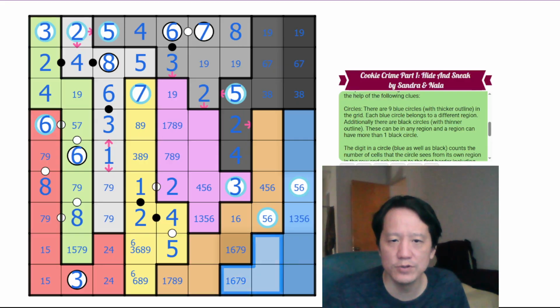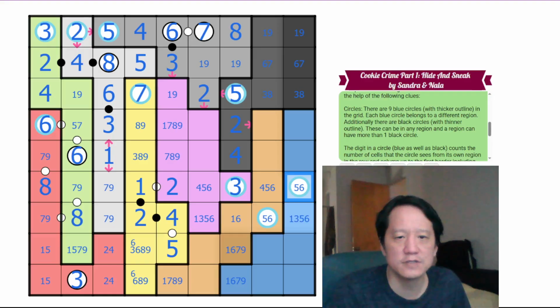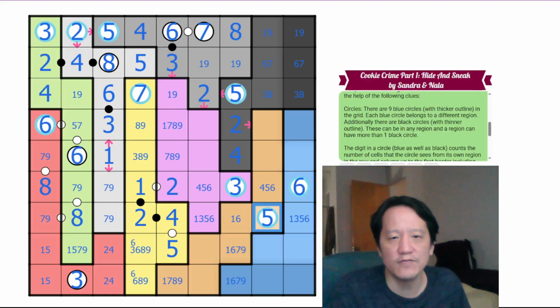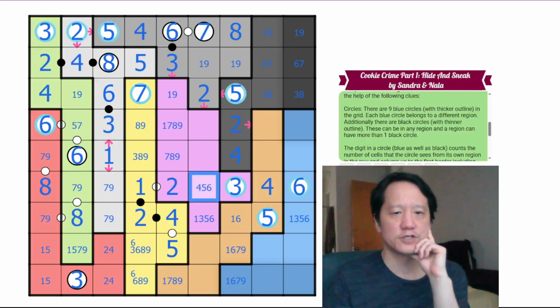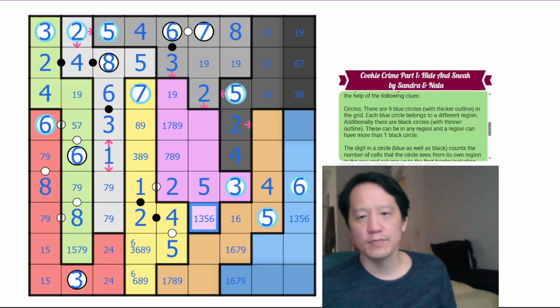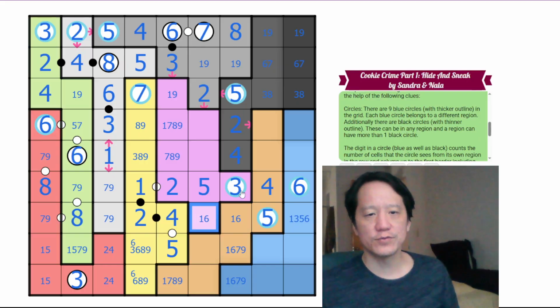So this is blue. This sees 6. This sees 5. So this can't be 5 or 6, it's 4. No 4 or 6 here, it's 5. No 5 here, no 3 here. This is 1, 6 as a pair, which eliminates 1 and 6 in the rest of the row. So this is 3.